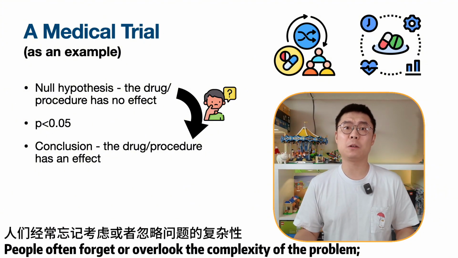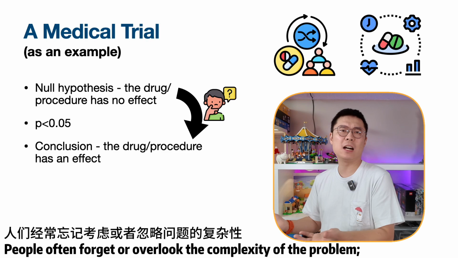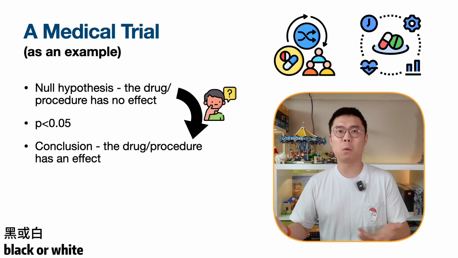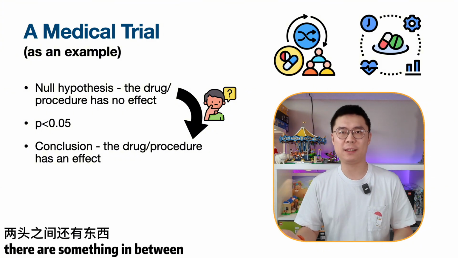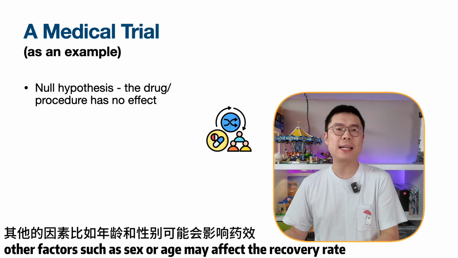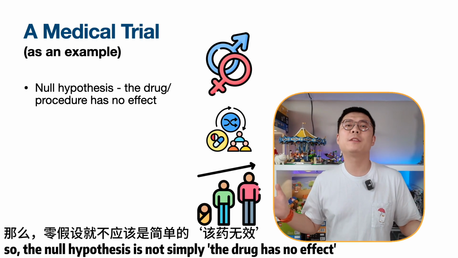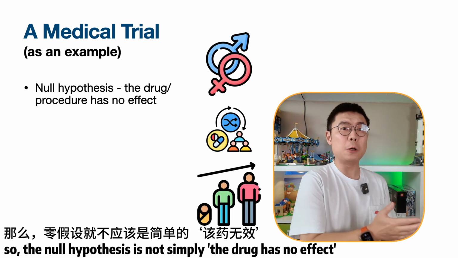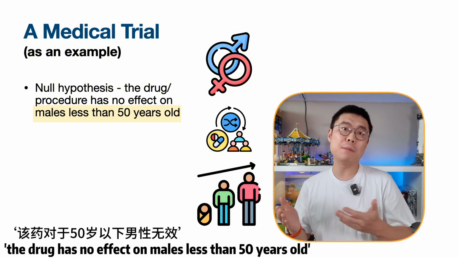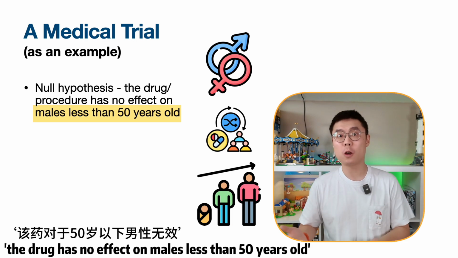People often forget or overlook the complexity of the problem, and they are not binary, true or false, black or white. There's something in between. For the medical trial, other factors such as sex or age may affect the recovery rate. So the null hypothesis is not simply the drug has no effect. It should be, for example, the drug has no effect on males less than 50 years old.